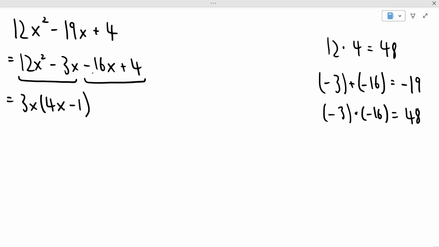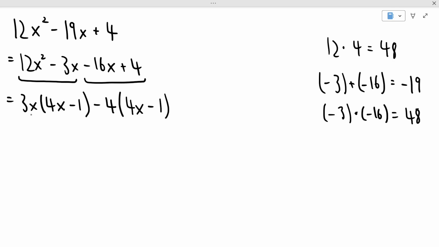So in the second group, minus 16x and 4 both have a minus 4 in common. So we'll factor that out from both terms. If we factor out minus 4 from minus 16x, we're left with 4x. And if we factor out minus 4 from 4, we're left with negative 1, because 4 divided by negative 4 is equal to negative 1.